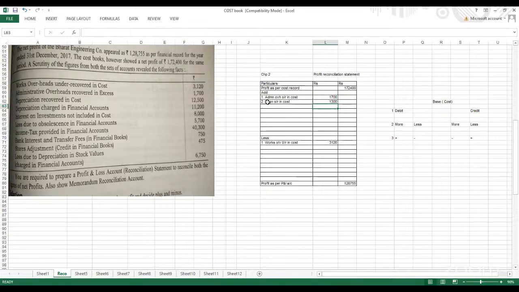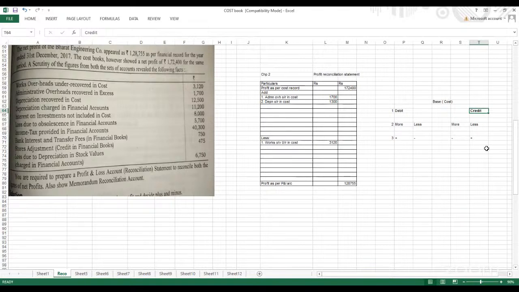Now next, interest on investment not included in cost. Interest on investment is an income, so we write that in credit side. So this is a credit item. First time we got credit item. And it is not in cost, so in cost it is less. So we don't go to this side, we go to this side because it's a credit item.